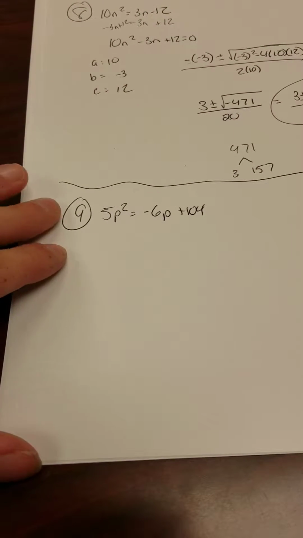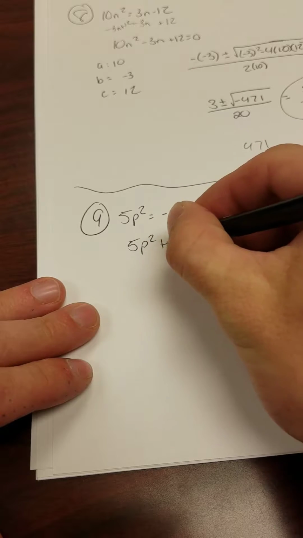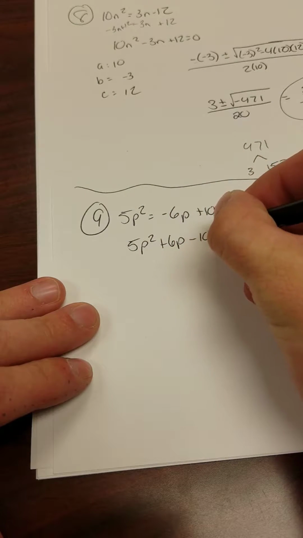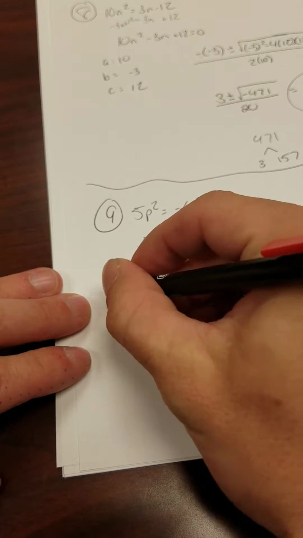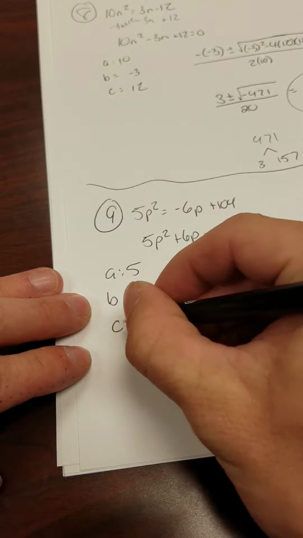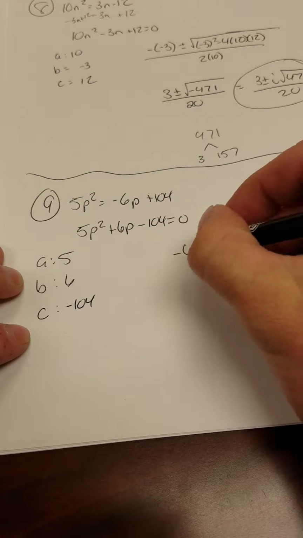Picking up on the final review guide number 9, you got to get this set equal to 0. So 5p squared plus 6p minus 104 equals 0. Alright, so A is 5, B is 6, C is negative 104. Alright, so negative 6.